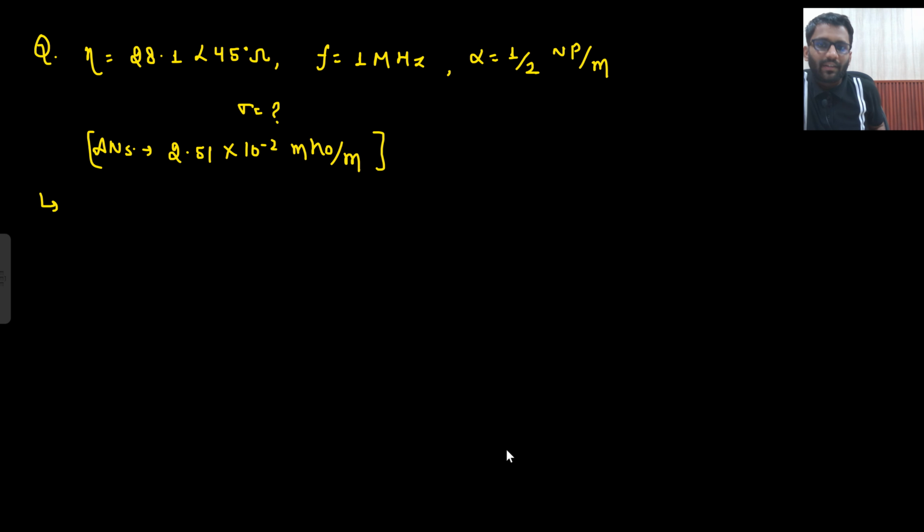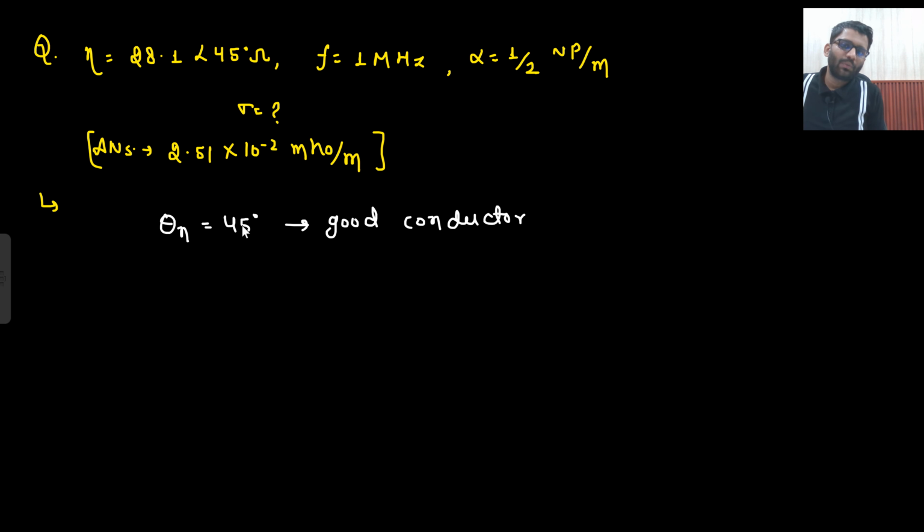Eta value is given, the EM wave frequency is given, alpha value is given. You need to find the value of conductivity. So how will you find that? In this question, what do you see? That your theta eta, whatever you can call it, theta n you can call it, is equal to 45 degree. That means certainly it is a good conductor. There is no doubt about that.